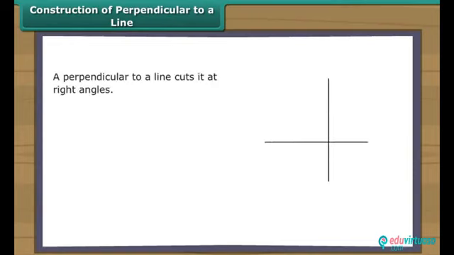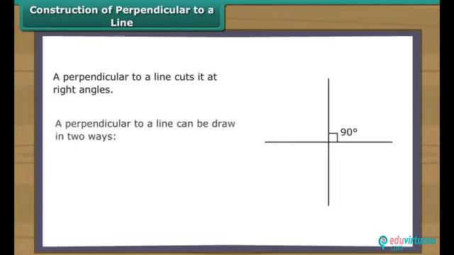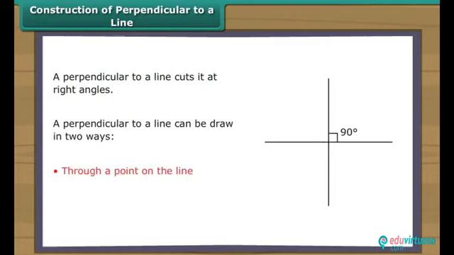Construction of perpendicular to a line. A perpendicular to a line cuts it at right angles. A perpendicular to a line can be drawn in 2 ways: through a point on the line, through a point outside the line. Let us learn to construct perpendiculars in both the ways.